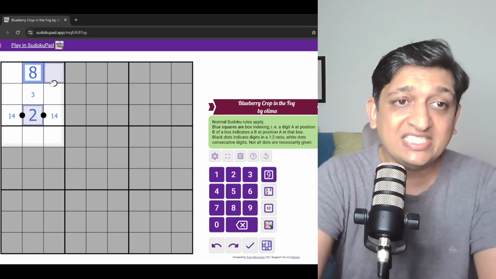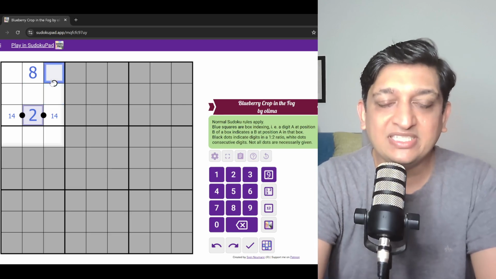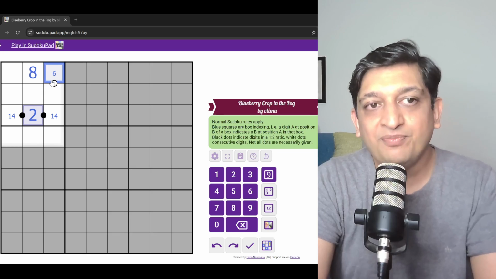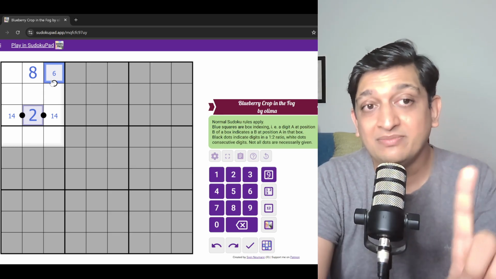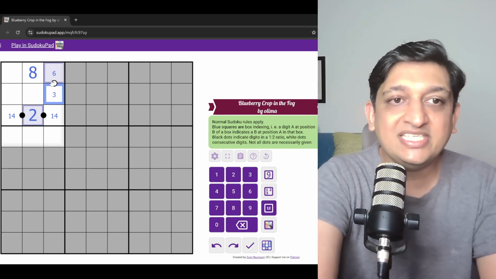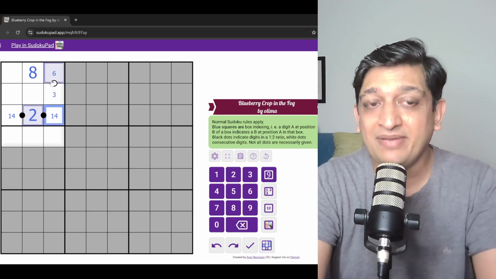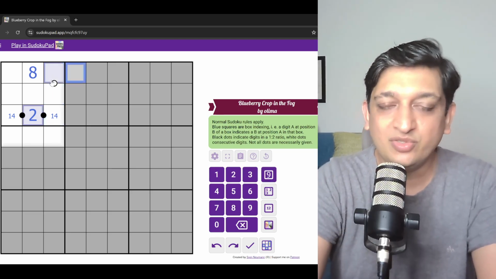So let's see what else can we do here. 5 can be present here is what we have seen. What if 6 is present? If 6 is present here, if box number 3 has 6, then box number 6 will have 3. But then you don't really have consecutive numbers that are separated by this white dot. So 6 also can't be present.